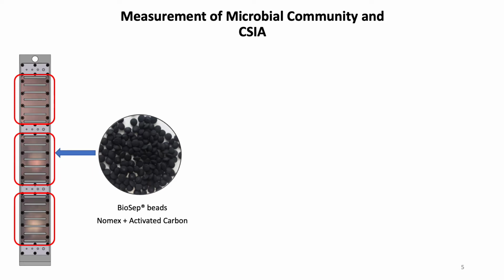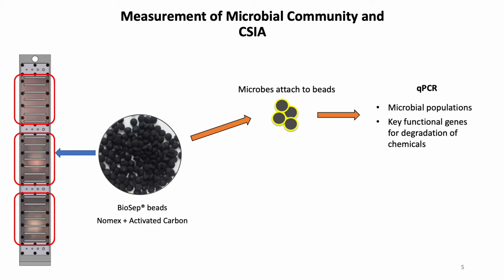The beads can then be shipped to Microbial Insights for commercial analysis, molecular analysis for a wide variety of bacteria, or for CSIA, C13 analysis of the absorbed contaminants if appropriate. So the beads are deployed in the samplers, the microbes attach to the beads, and then the beads are sent for qPCR for microbial population or key functional genes. This has been commonly used for chlorinated solvents, particularly in groundwater, to evaluate whether or not specific reductive dechlorination is occurring, to see if the biogeochemistry is appropriate for particular types of degradative processes, or if co-metabolic processes are occurring. It can also be of interest to other studies depending on the contaminant and the conditions.